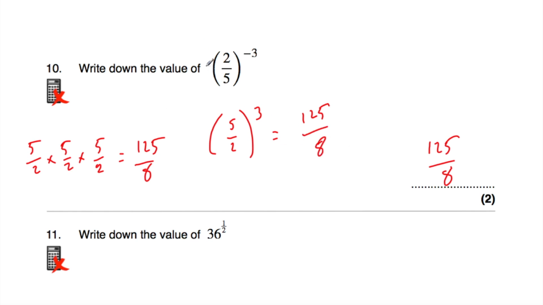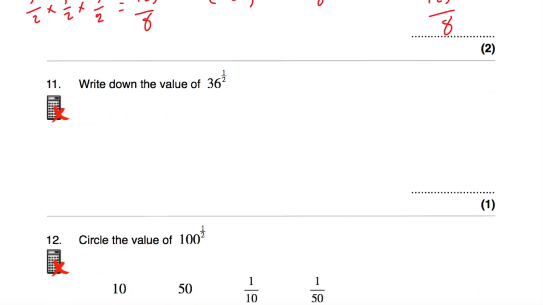So if I was asked to work out 2/5 to the power of negative 3, I would change the power from being negative to positive by taking the reciprocal of the fraction, and then I would just cube the numerator and cube the denominator, and that would give us 125 over 8. And that's it. Okay, let's look at our next question, question number 11.